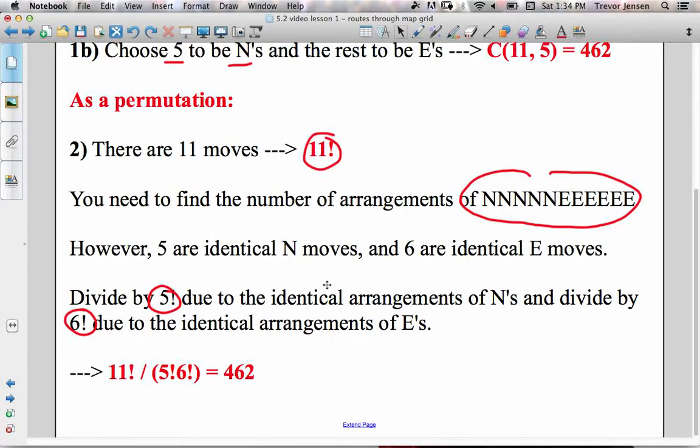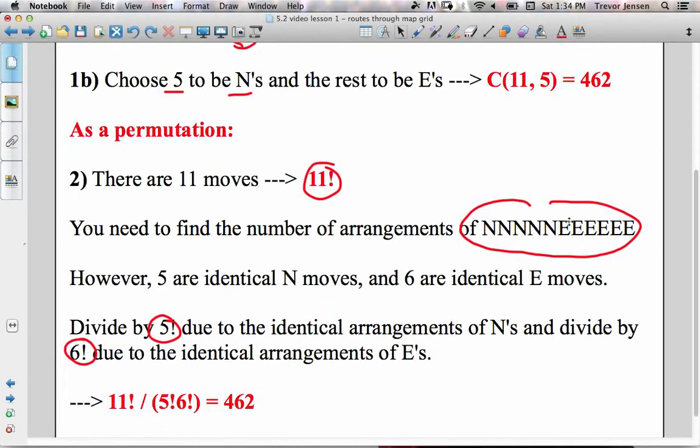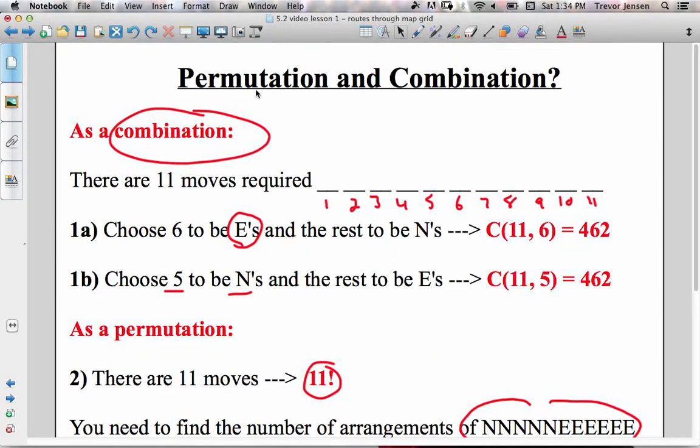So two ways to think of it. As a permutation, like as a word, and figure out the arrangements of the letters in the word. Don't forget to divide by the number of arrangements of the letters that are the same. Or think of it as a combination.